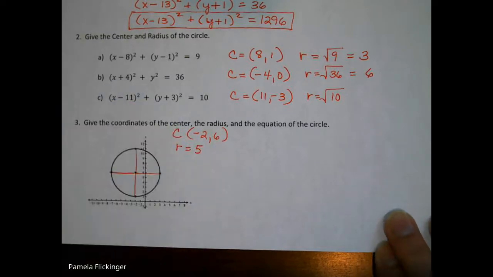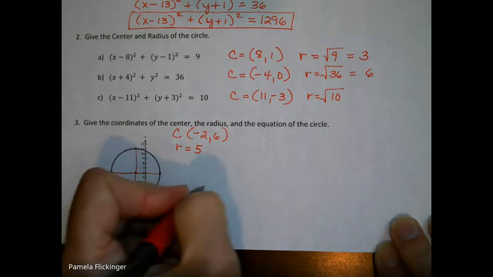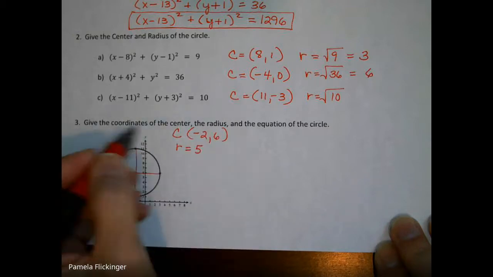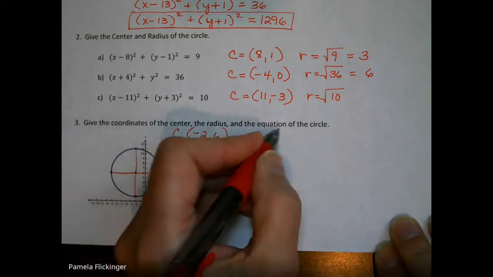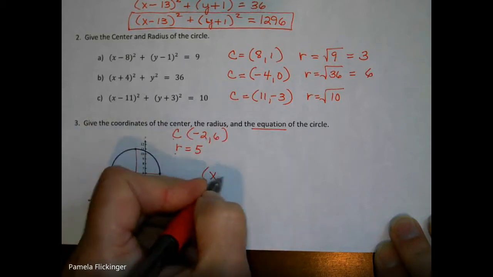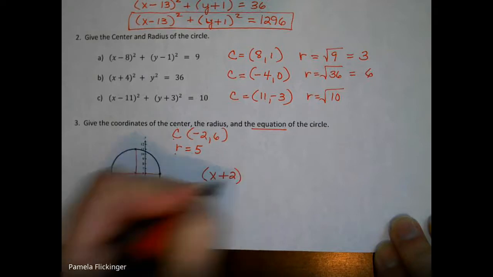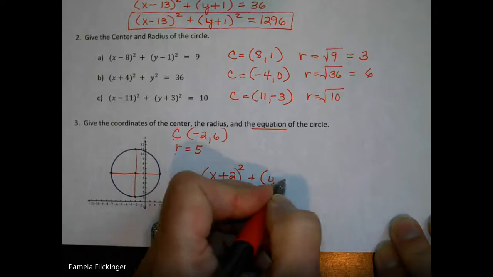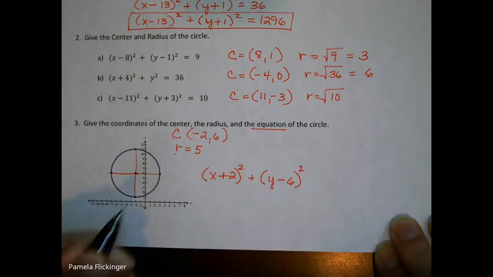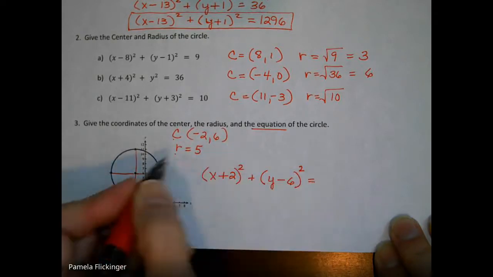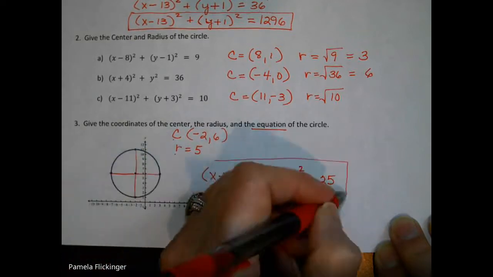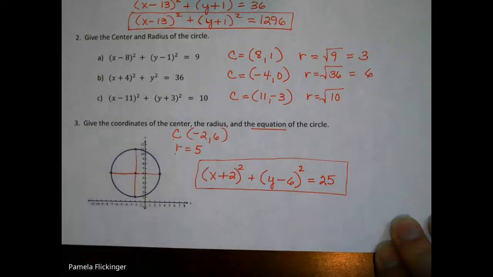Once you identify those two things, then you're doing exactly what we did back on part 1. So for your equation, let's read the directions. The coordinate of the center we got, the radius we got, and now we need the equation. So we've got x minus a -2 makes it x plus 2, quantity squared, plus y minus the 6, that quantity squared, equals 5 squared, which is 25. So I'm just going to go ahead and write that.